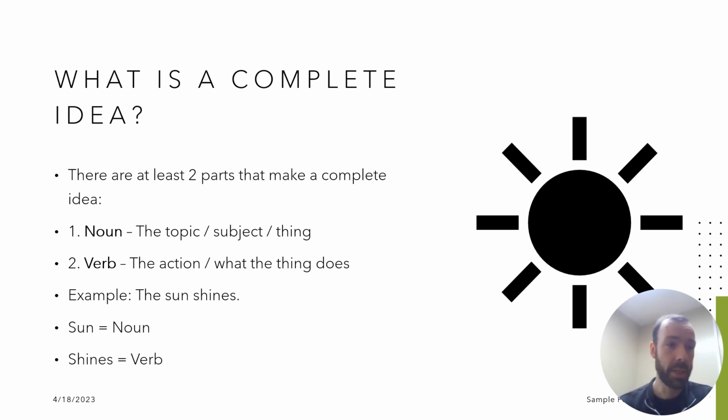Sometimes we use very simple actions like is or be to just indicate that something exists. The sun is bright today is just a way of describing what the sun is doing. It is existing, and we describe it as being bright or brilliant. So that too is a very simple sentence. But bare minimum, we need to have these two parts. We need to have a noun or a subject, and we need to have a verb.